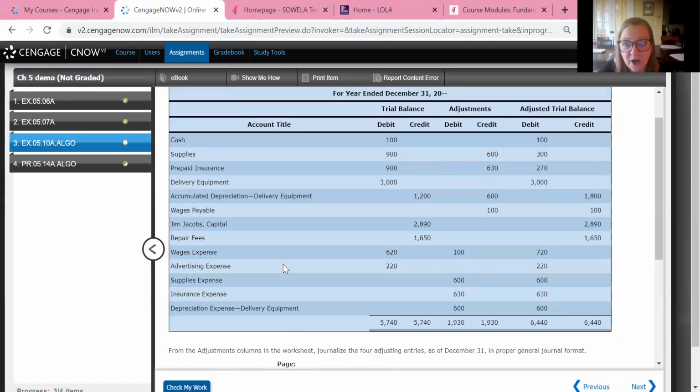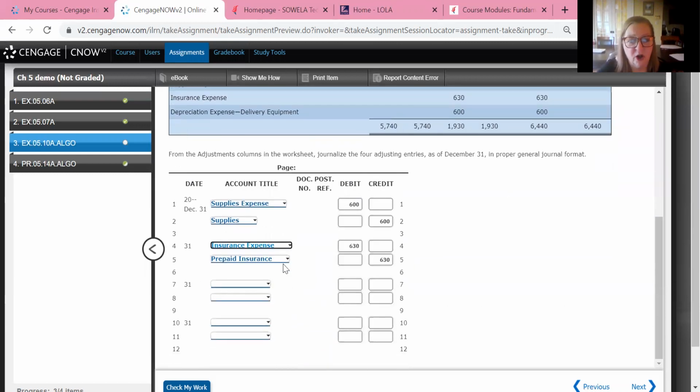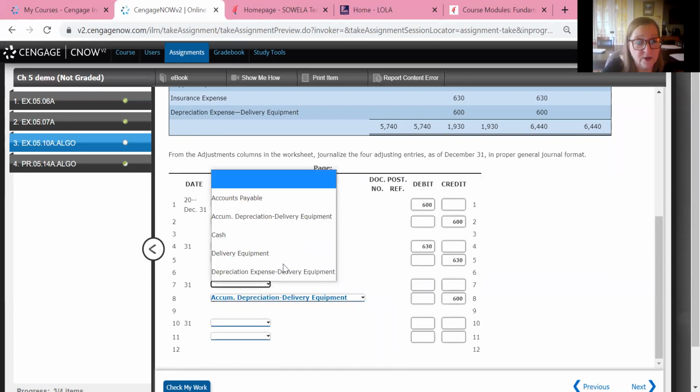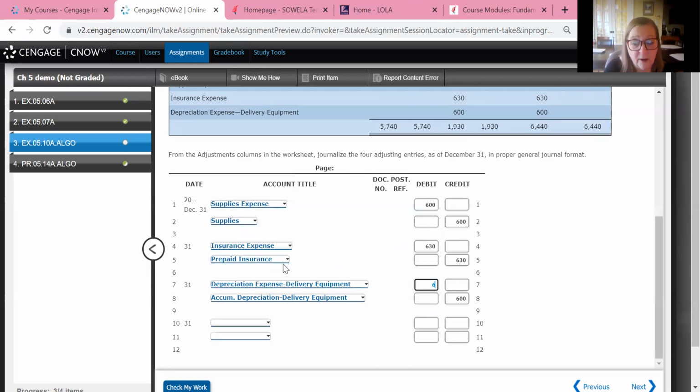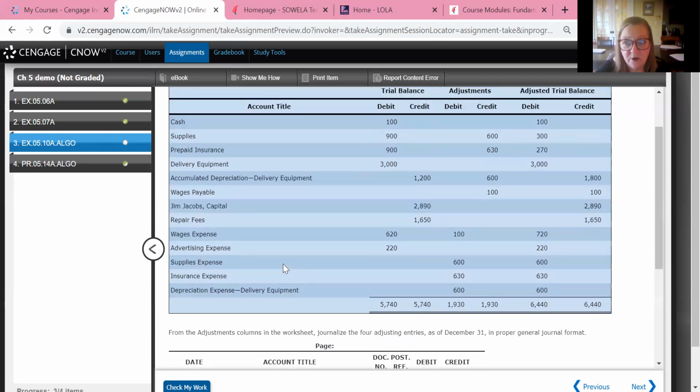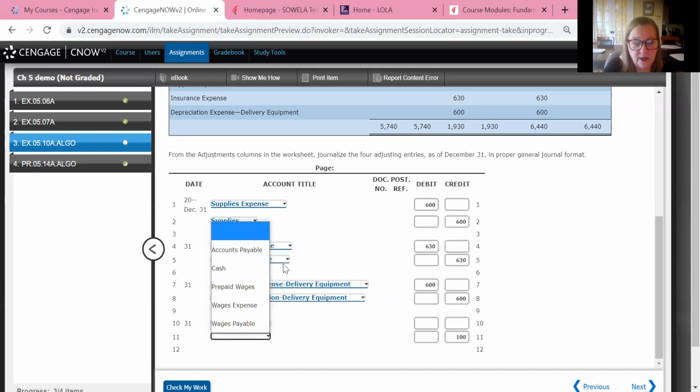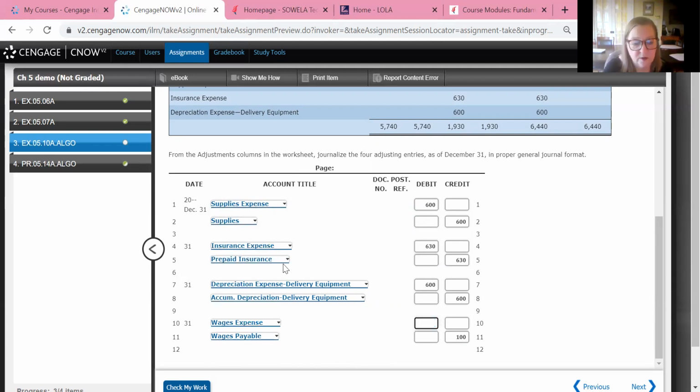Let's look and see what else happened. Accumulated depreciation has a credit of $600. And the partner account for accumulated depreciation is always going to be depreciation expense. The amount is going to be the same because each entry has to balance. So far we've got 3 of them. We need one more. Wages payable, a credit of $100. The partner account to wages payable is wages expense.